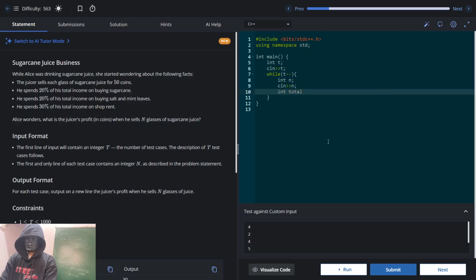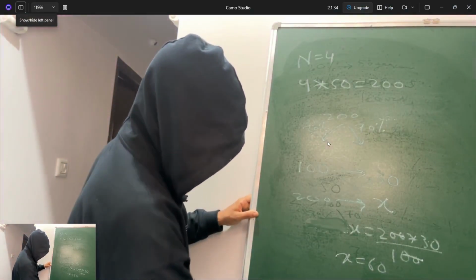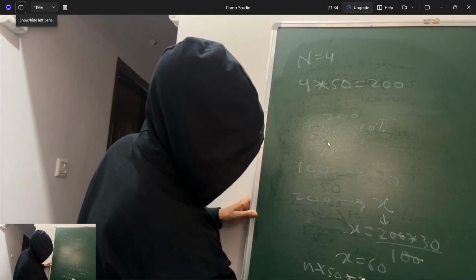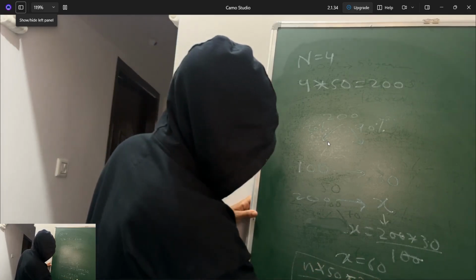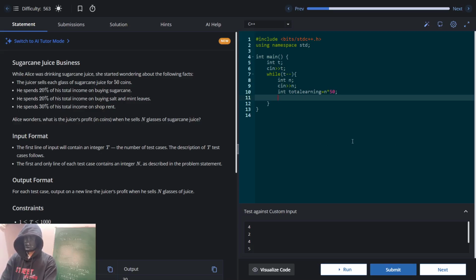Now let's take one integer, total earning. Total earning is basically n star 50, since for one glass of juice he'll be getting 50 rupees. Now out of this we have to make the equation. n star 50 is the selling price, like the 200 in this case, into 30, the profit percentage, divided by 100. If we use this formula, we will get the number of profit coins. So let's take one variable profit equals total earning into 30 divided by 100, and at the end we output this profit.